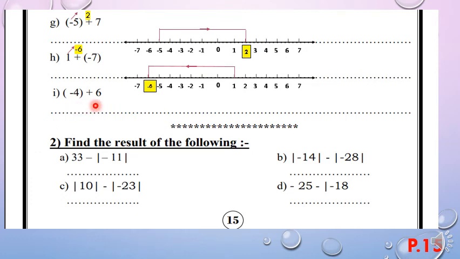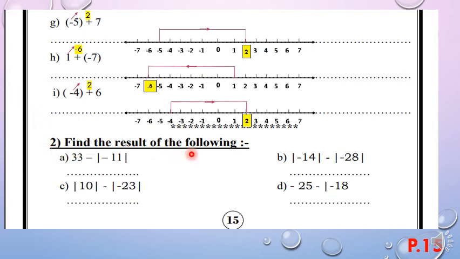Letter I. Negative 4 plus 6. The result is 2. So we are going to move from negative 4 till we reach 2 on the number line. Here is negative 4. Go up, then go right till we reach 2. Go down on it. This is my answer. And that's it.